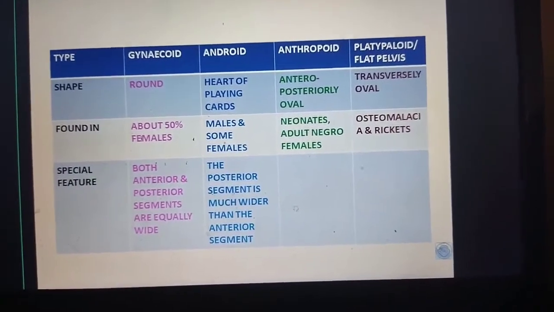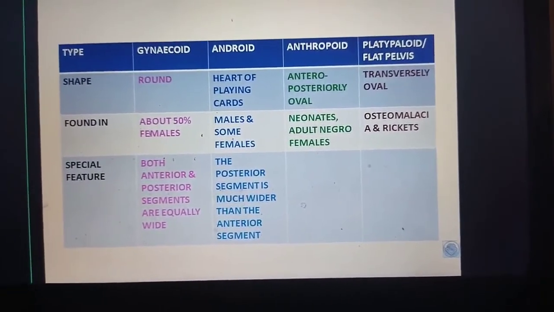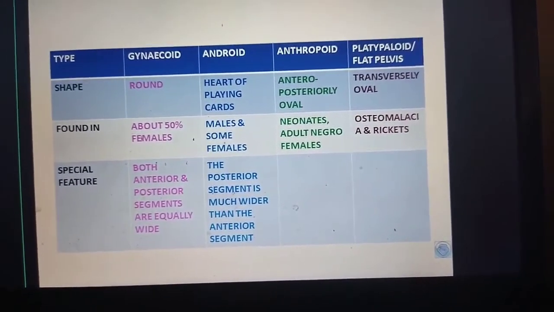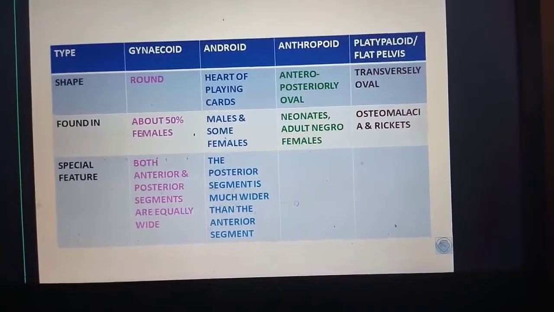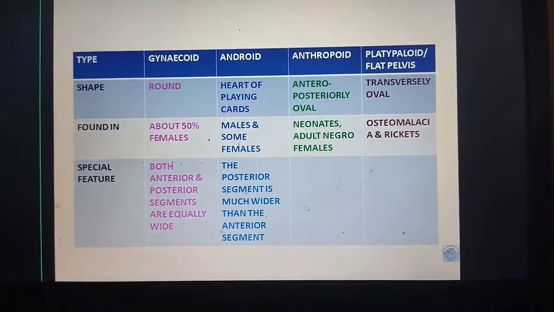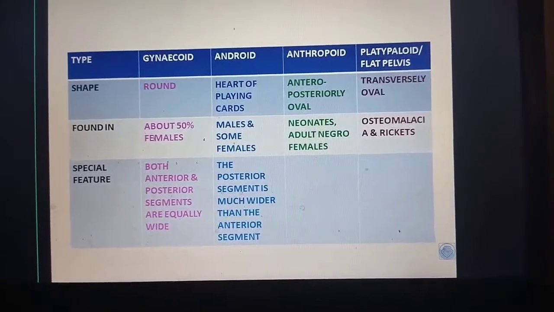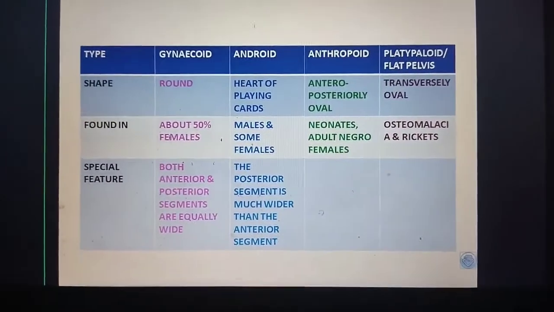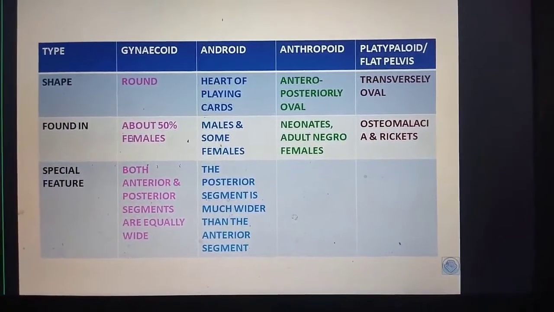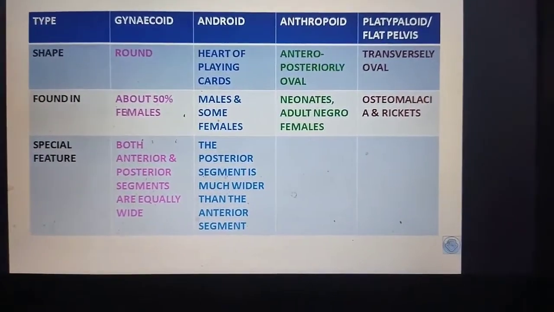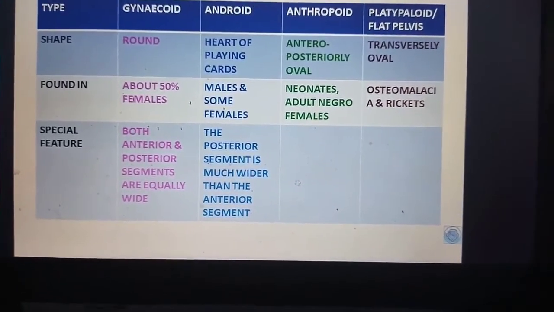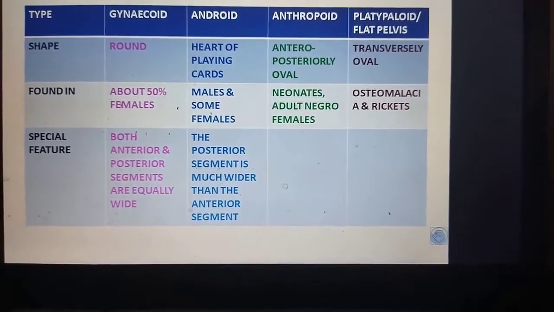This is the feature. The android pelvis is predominantly the male type of pelvis. The inlet is shaped like the heart of playing cards, and some females also have the android type of pelvis, and they are more susceptible to cephalopelvic mismatches. However, women with a gynecoid type of pelvis can also have difficulties in labor if the fetal head is larger. The posterior segment is much wider in the android type of pelvis than the anterior segment. The anterior segment is narrower.